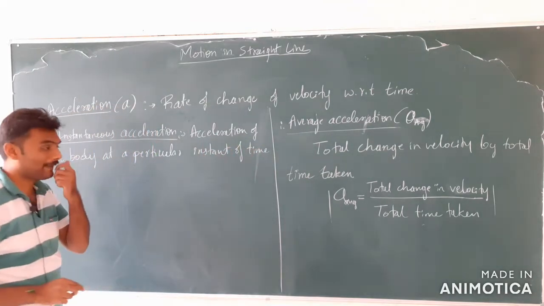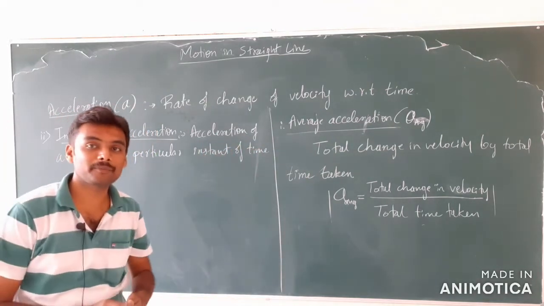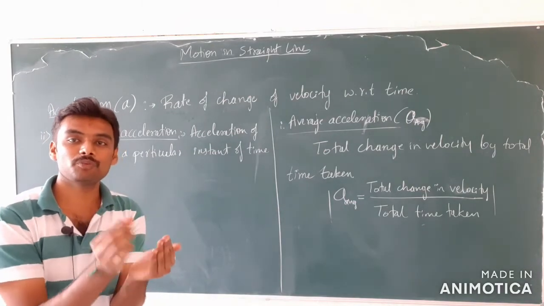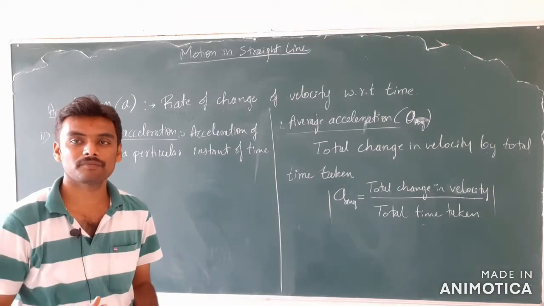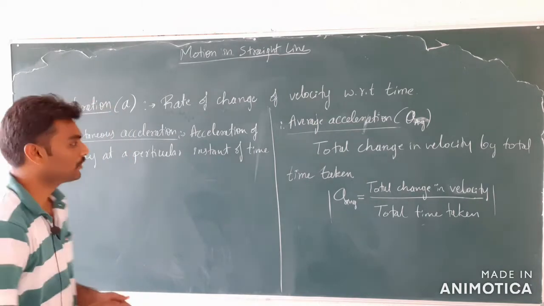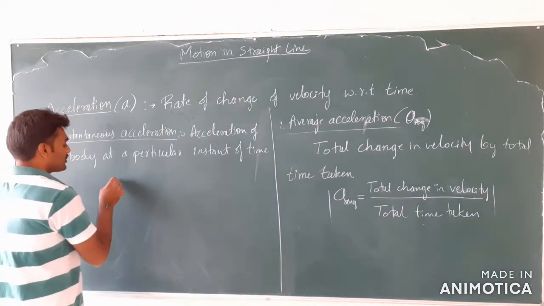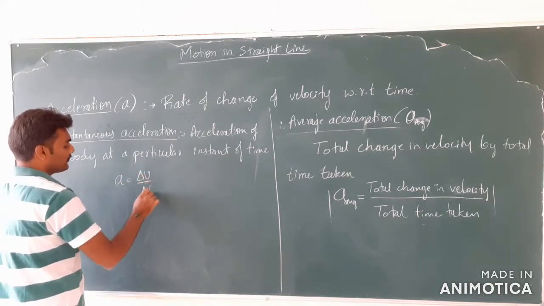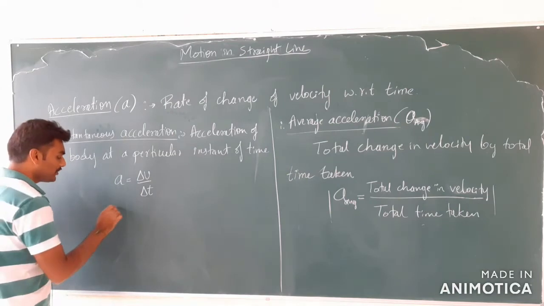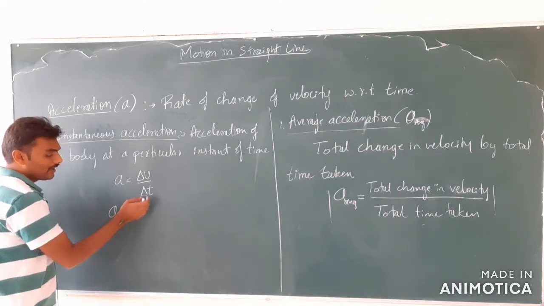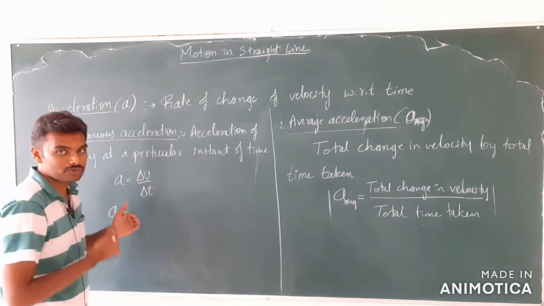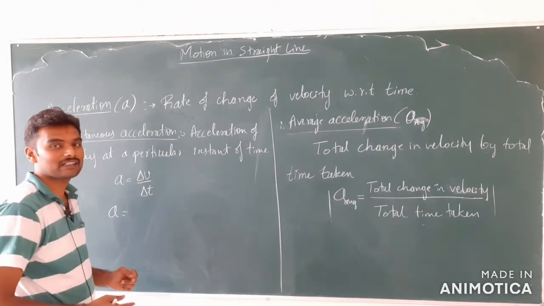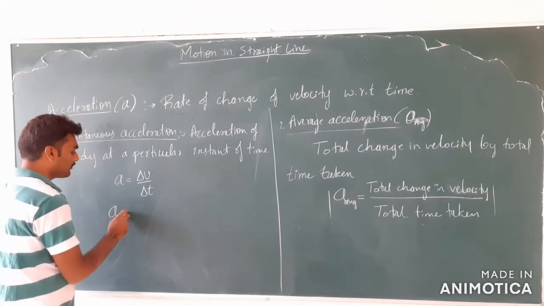Now when I say particular instant of time, the factor in the denominator, the change in time, should be very, very small. The actual expression of acceleration is a is equal to delta v by delta t. When it comes to instantaneous acceleration, the time interval that I should choose should be very, very small, so that I get the instantaneous acceleration at a particular instant of time.